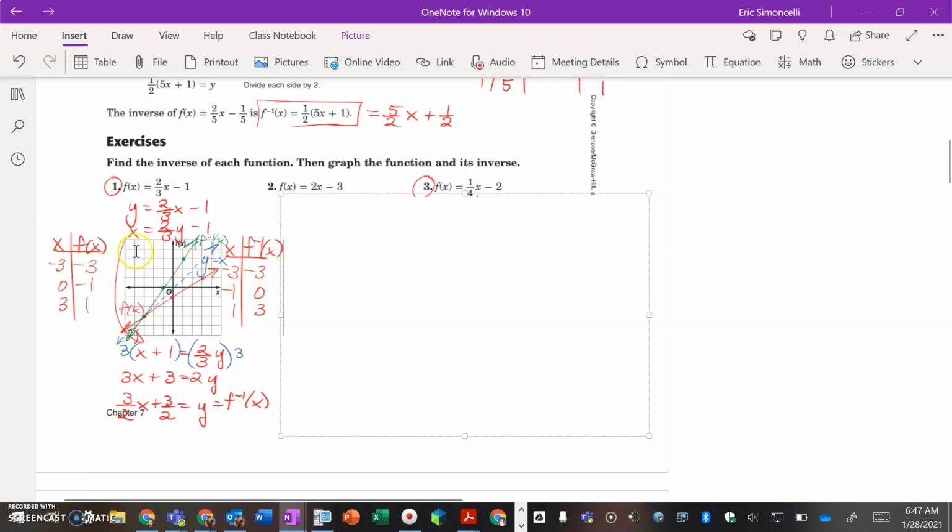So -3 is the same here as you see, so it looks to be probably the point at which the lines are intersecting, the graph of f of x and f inverse of x, which we'll find here in a moment. 0, -1 switches such that it's -1, 0. 3, 1 switches, so it's then 1, 3.